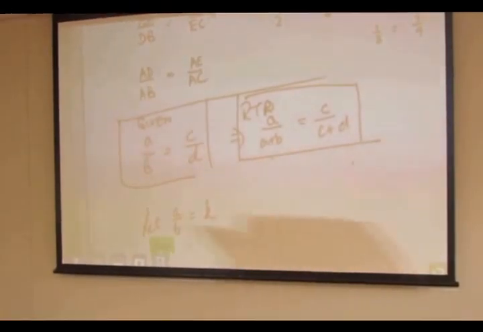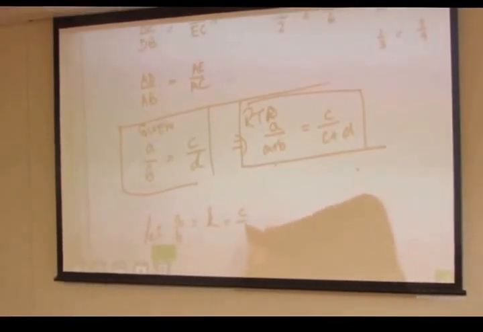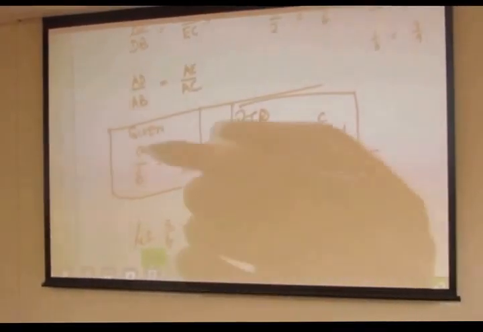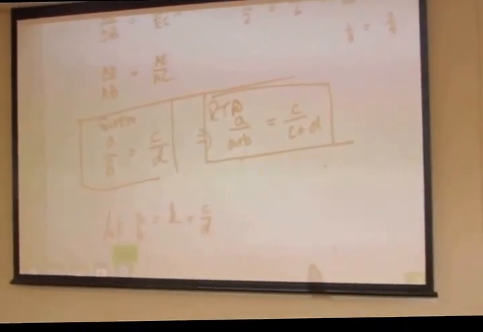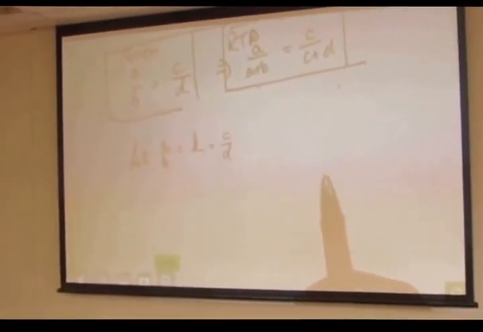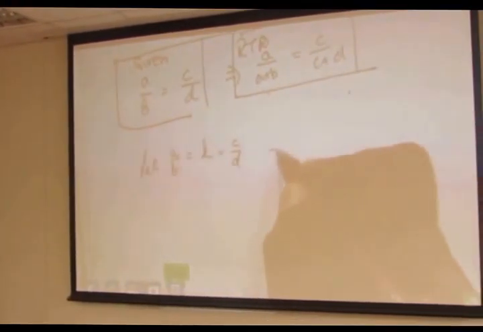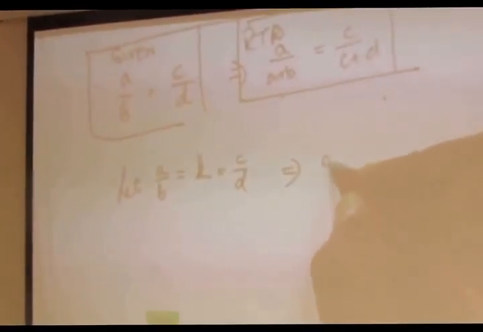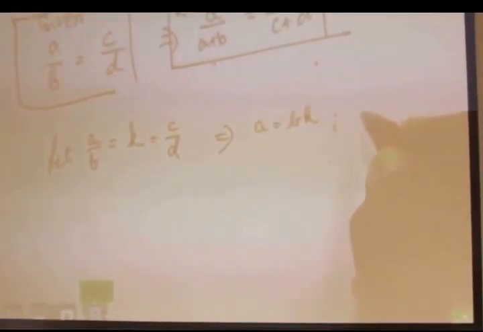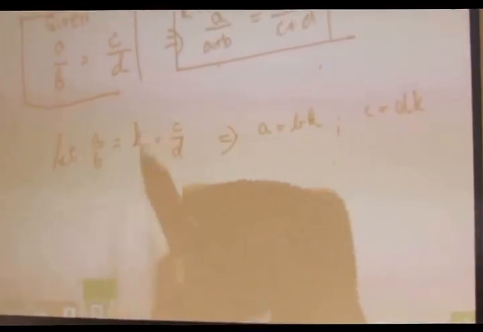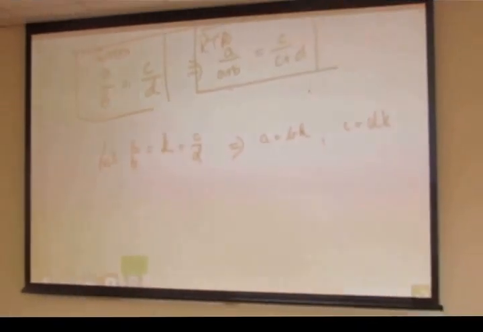Well, if A over B is equal to K, then C over D is also equal to K, because that's what's given. A over B is equal to C over D. And from there, what can you get? You can get that A is equal to BK, and also C is equal to DK. Would that be true? A is equal to B times K, C is equal to D times K.